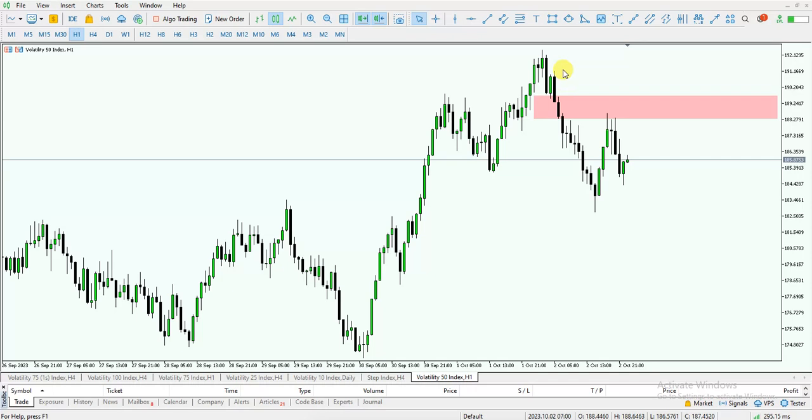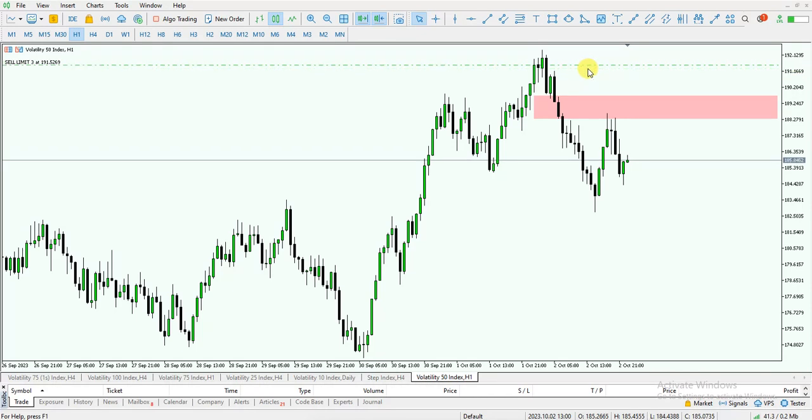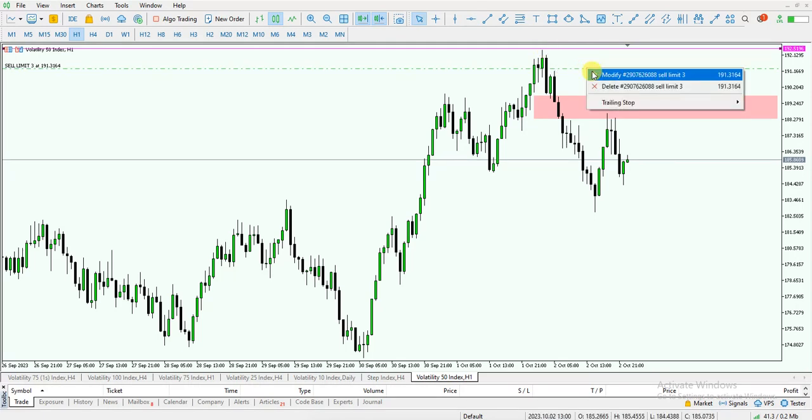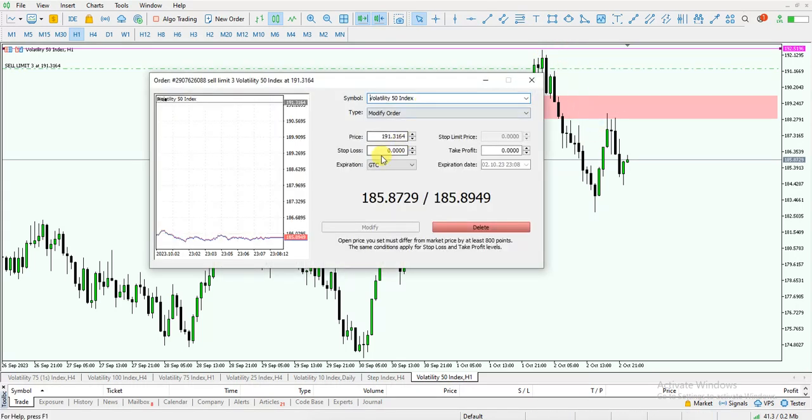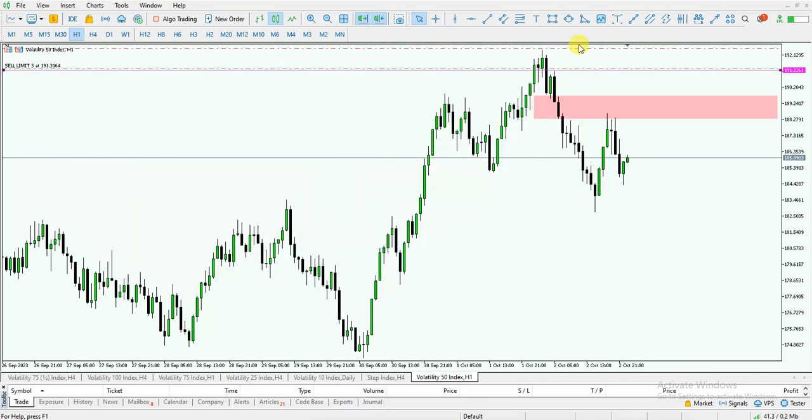So here, what trade can you set? All you can set is a sell limit in here. You can set your sell limit in here, into this other block, and then you can just place your stop just above this. Okay, so modify, and then our stop loss should be 192.5196. Okay, so this is where we place our stop loss. So it's a very little stop loss.